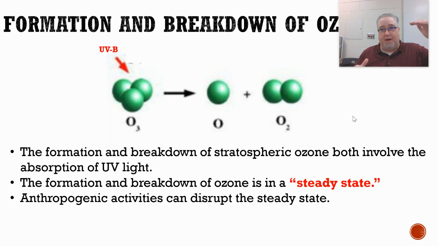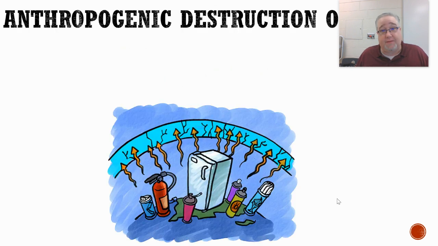The buildup of ozone and the breakdown of ozone, those two things are normally in what we call a steady state. So as long as nothing disrupts the steady state, then we're going to constantly have that level of ozone in our stratosphere. All right. But of course, there are things that we do, anthropogenic things, that can disrupt the steady state.